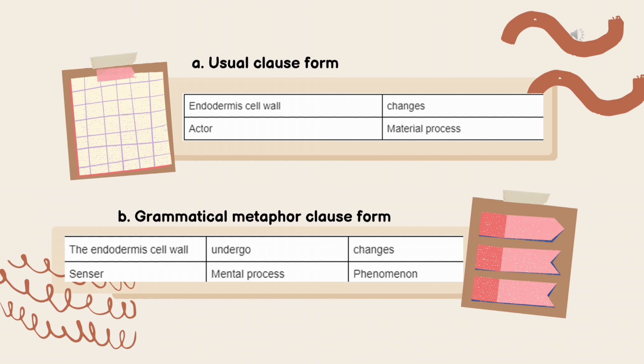So the difference between forms A and B is that the endodermis cell wall in form A is the actor, but in form B the endodermis cell wall is a senser, and then change in form A is a material process, while in form B change is a phenomenon. So the grammatical metaphor is when the endodermis cell wall as actor becomes the endodermis cell wall as senser, and the change as material process becomes change as phenomenon.